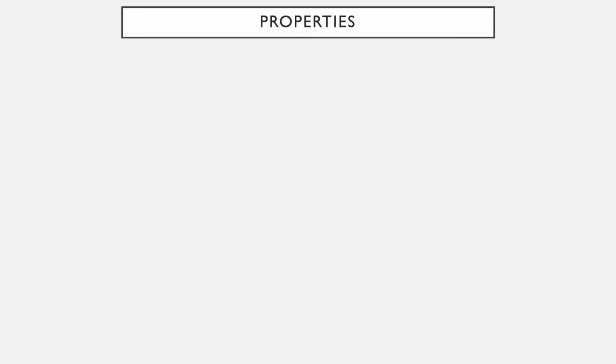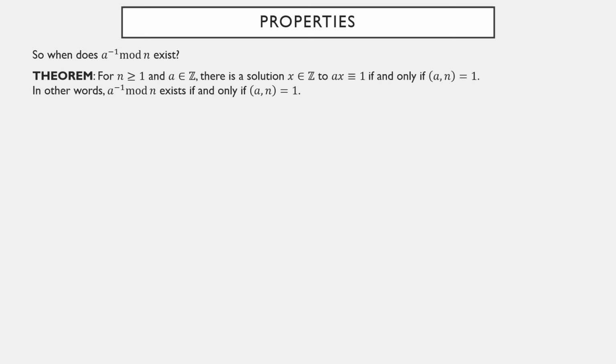Now let's introduce some properties of these modular inverses. The first one we really want to take care of is, when do inverses exist? So we saw on the previous slide that it might not. Well, here's a basic theorem. If n is at least as large as 1, in other words, it's a legit base, and a is an integer, there is a solution to a times x equivalent to 1 mod n if and only if a and n are relatively prime. In other words, a has an inverse mod n if and only if it is relatively prime to n. This provides a very nice solution to the question, when do inverses exist? Exactly when the number is relatively prime to the base.